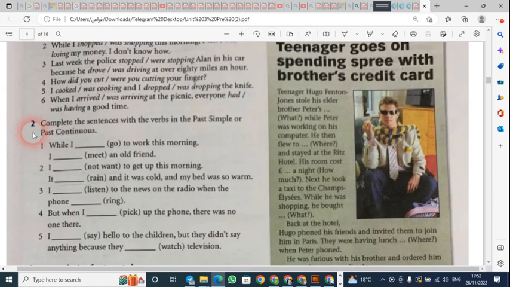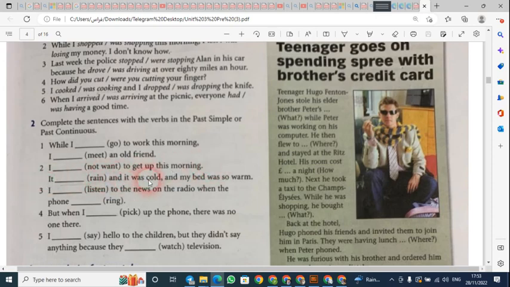Let's go to exercise number 2. Complete the sentences with the verbs in the past simple or past continuous. We have verbs in the present form, أفعال موجودة في صيغتها المجردة المضارع, and we will put them either in the past simple or the past continuous. While I go to work this morning, I meet an old friend. ذهاب للعمل, التقاء بشخص, أيهما فيه استمرارية وأيهما قصير. While I was going to work this morning, I met an old friend. Number 2. I not want to get up this morning.